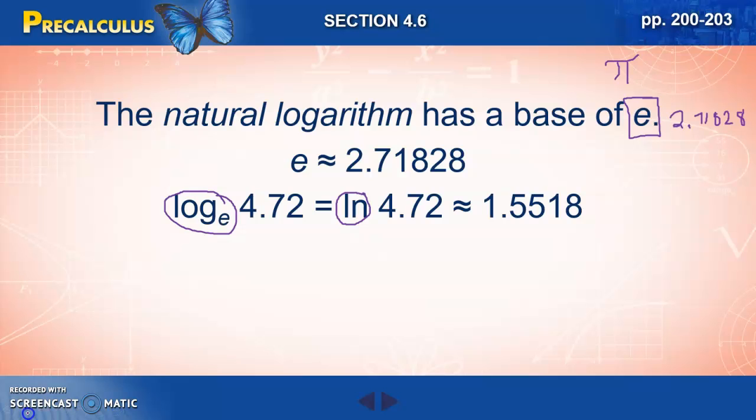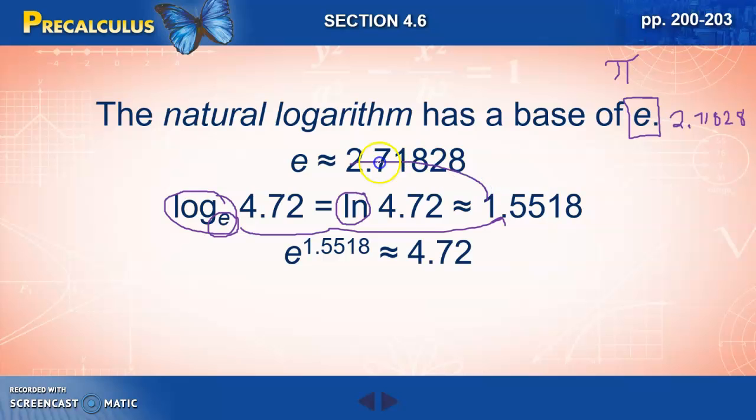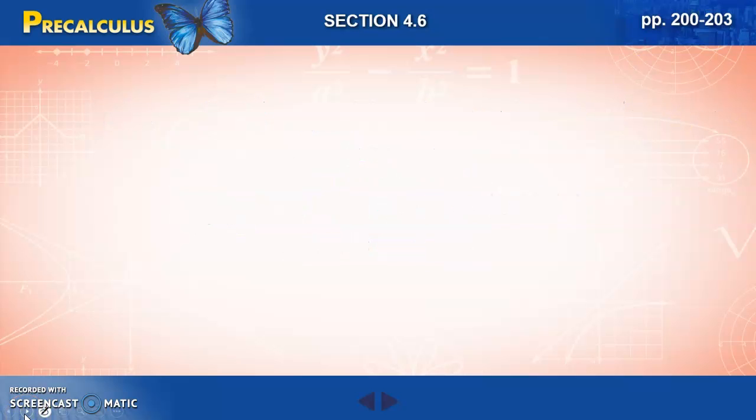Again, if you want to know more about Euler's number, watch the video. It's super helpful. It tells you where this number was derived and what's so cool about this number when we're talking about functions and calculus. To write that in exponential form, we would say e to the 1.5518 power is approximately 4.72 if we were to switch that into exponential form. Don't forget, logarithms are exponents.